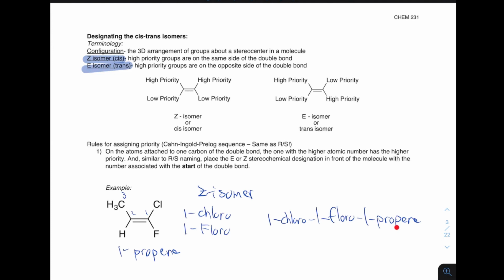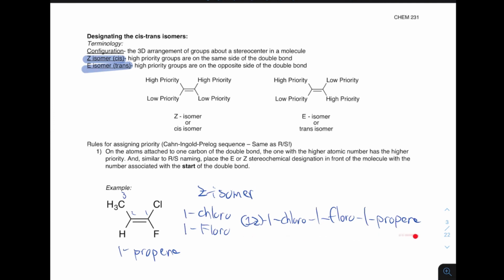because if we weren't given that, we'd be trying to draw this molecule, and we wouldn't know where to put this methyl group. We wouldn't know whether to put it down here or up here where it is. So we would have to say that this is 1Z, one chloro, one fluoro, one propene. Kind of just like R and S naming, where you would put the number of where the stereochemical designation is.